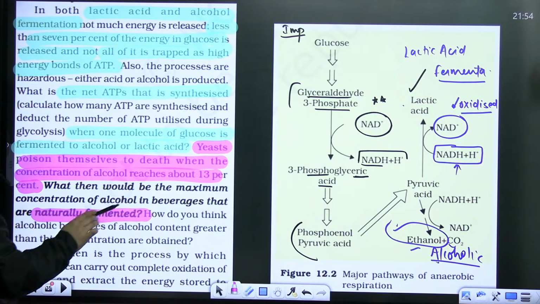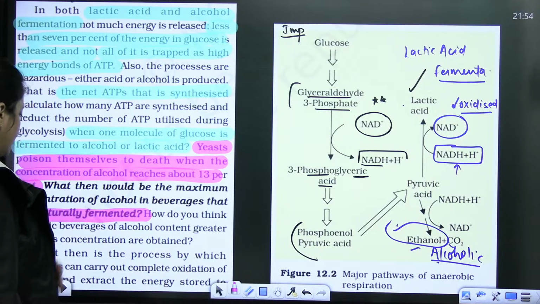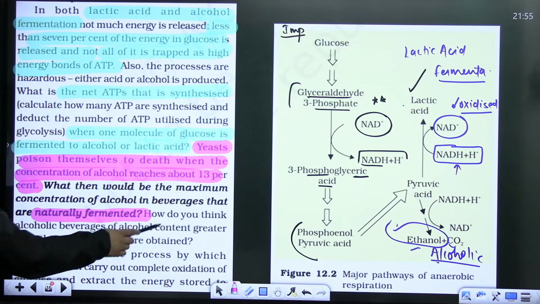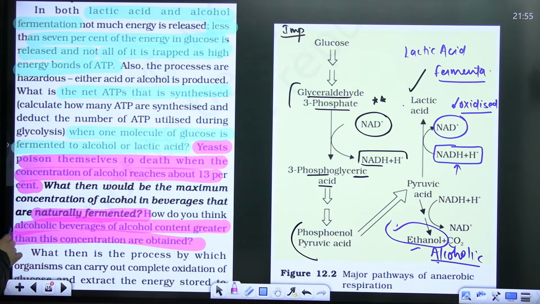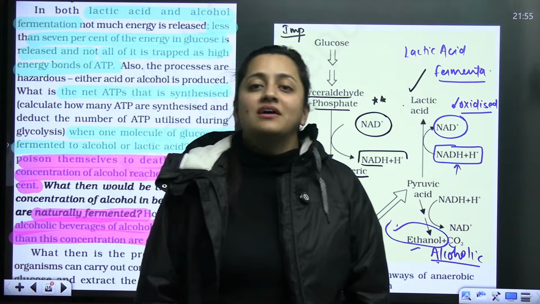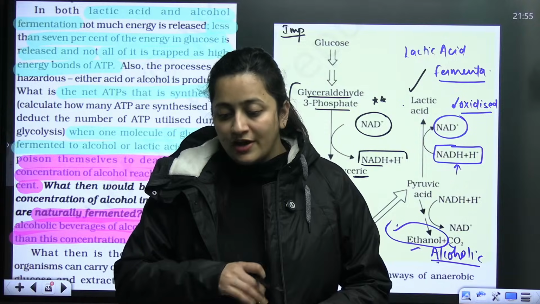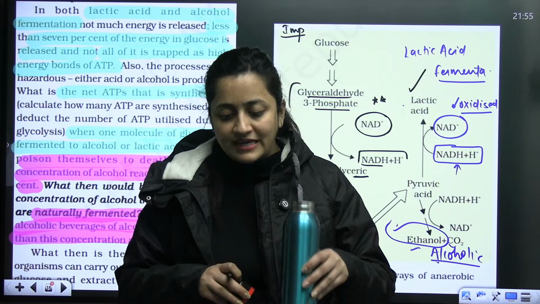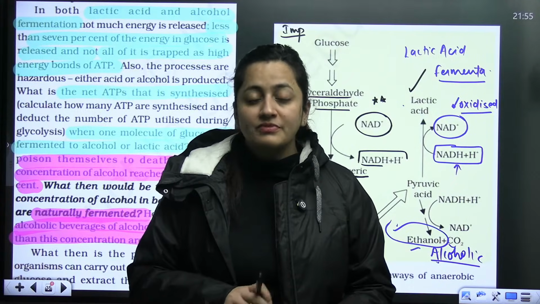So naturally fermented beverages will have this much percentage of alcohol. Understood? How do you think alcoholic beverages with alcohol content greater than this concentration are obtained? I told you this also, that distillation will be done. That's why I gave you this explanation. I hope up to this part all is clear. Yes, everyone? Done?